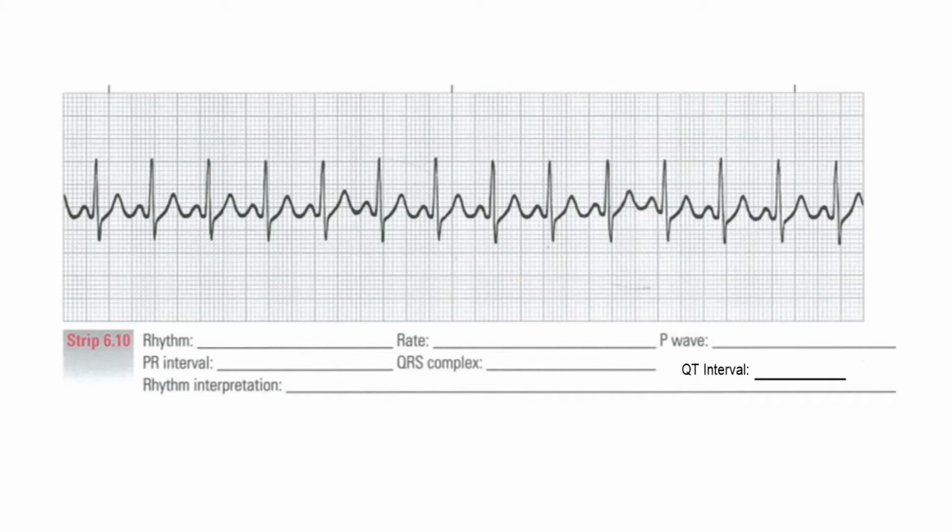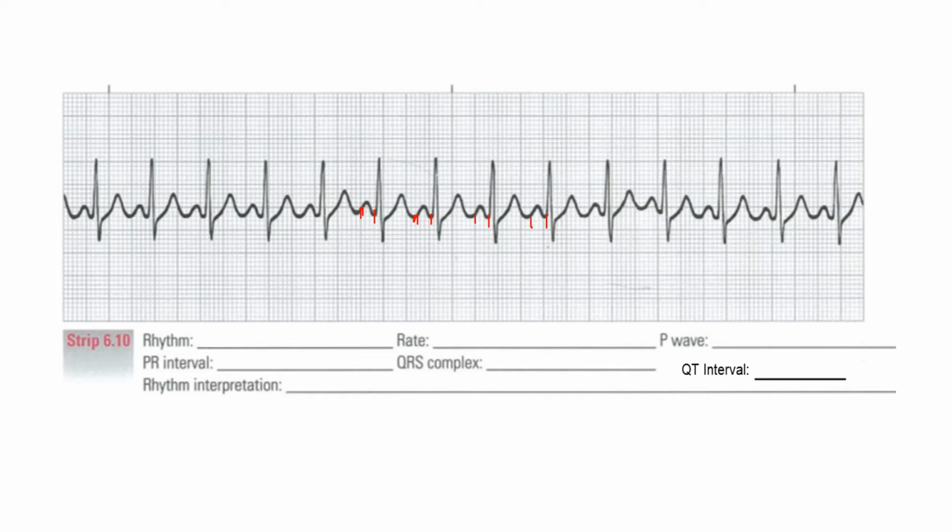So I'm going to pick a couple of them. You should measure all your PRs and make sure that they're all the same, or at least a few. It looks like about 3.5 boxes, maybe 3 boxes in some of them. Some of them are a little bit shorter. So that would be 0.12 to 0.14.